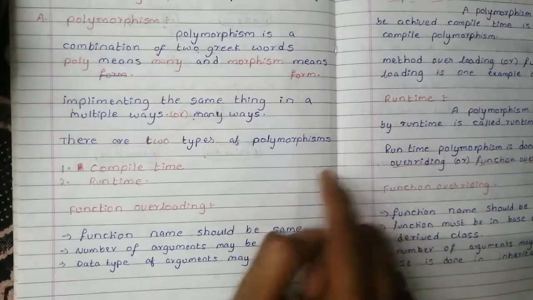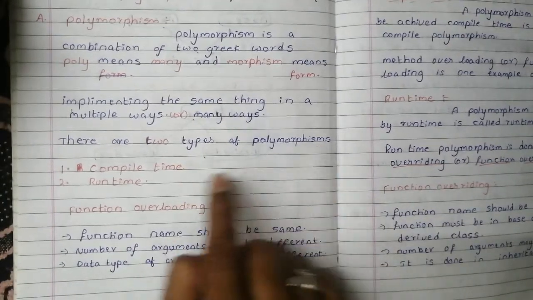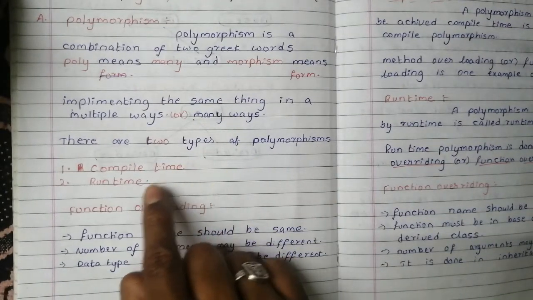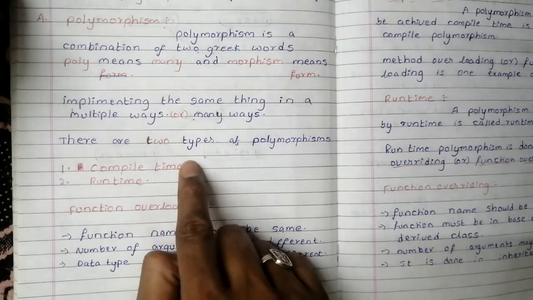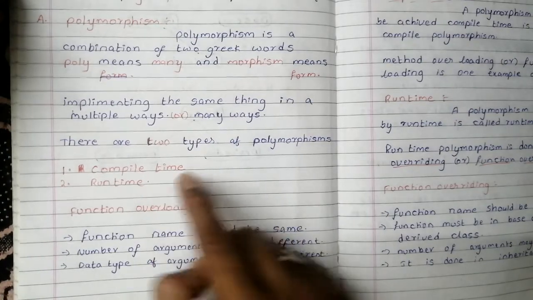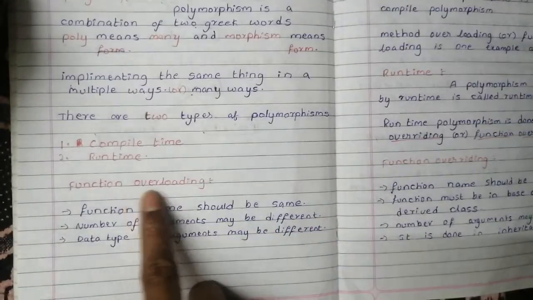So let us hear what the two different types of polymorphism are. The first one is compile time polymorphism and the second one is runtime polymorphism. Before understanding compile time polymorphism and runtime polymorphism, let us understand function overloading.